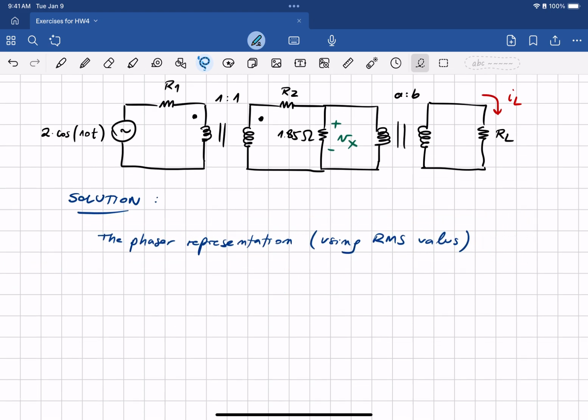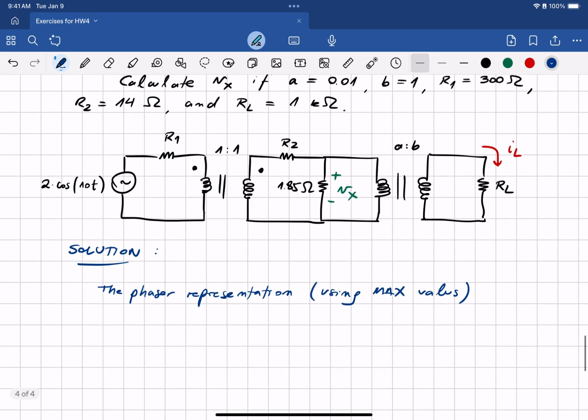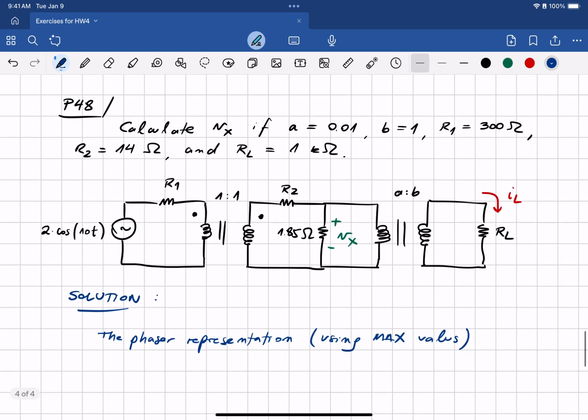So the phasor representation using max values. And again, we can do that definitely. We don't have to transform everything to RMS value. Since we're calculating voltages, we know that everything is max values. That's the only consideration. It's not that it's wrong or good using RMS values. It's just a way to solve the problem.